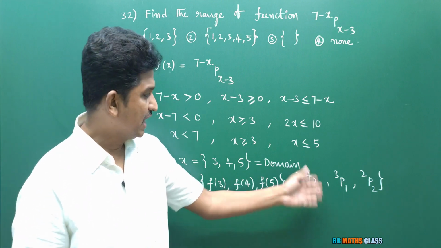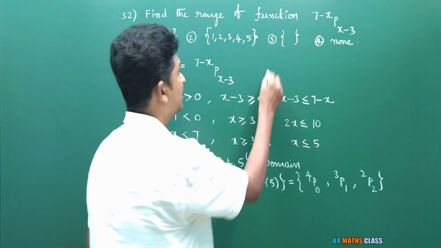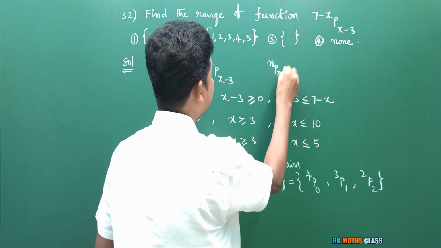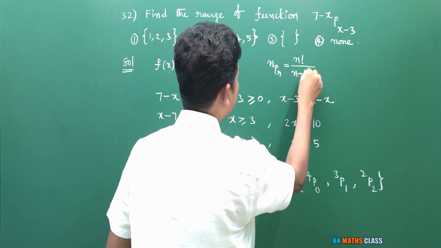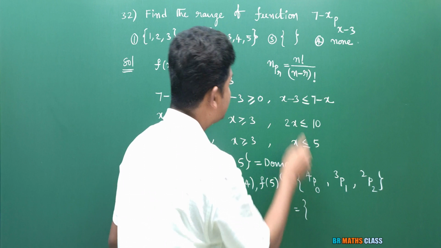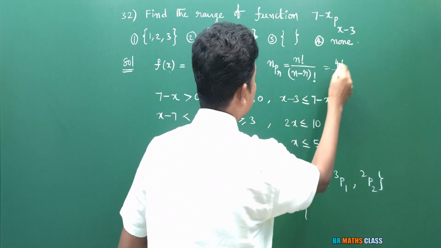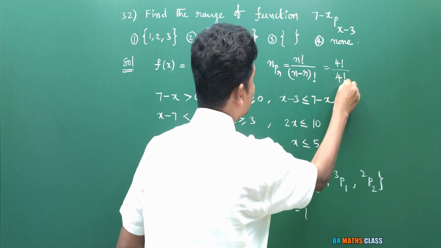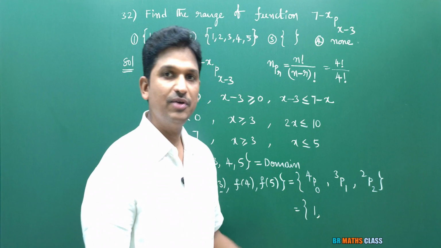So, I need to calculate what is the 4P0 value, the 3P1 value, the 2P2 value. What is the nPr formula? The nPr formula is n factorial divided by (n minus r) factorial. So, I will calculate these values. 4P0 is 4 factorial divided by (4 minus 0) factorial. 4 minus 0 is 4 factorial only. 4 factorial divided by 4 factorial is 1. So this 4P0 value is 1.